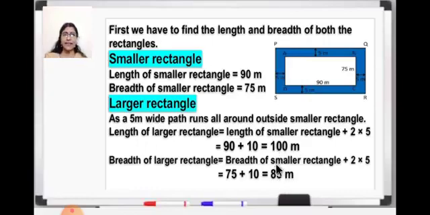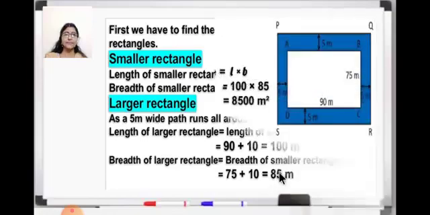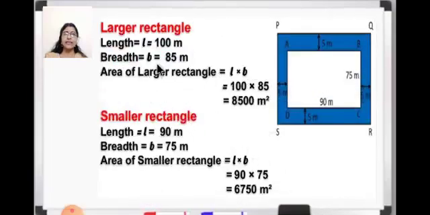So we will first find out the area of the larger rectangle. Here you can see the length is 100 meter and the breadth is 85 meter. So the area of the larger rectangle will be, we know the formula for area, L into B. And then we are going to substitute the values. In place of L, we'll write 100. In place of breadth, we'll write 85. And when we multiply, we'll get 8,500 meters square.